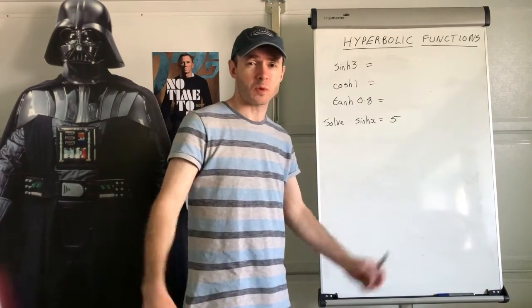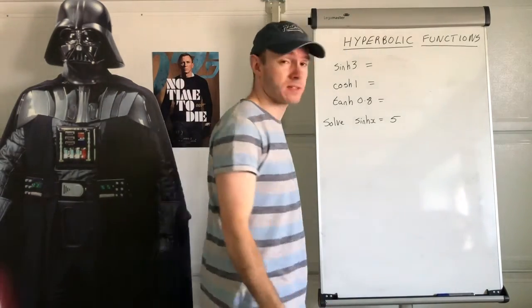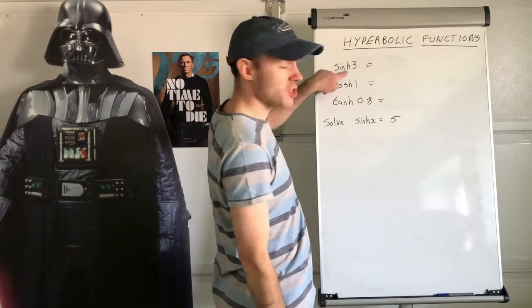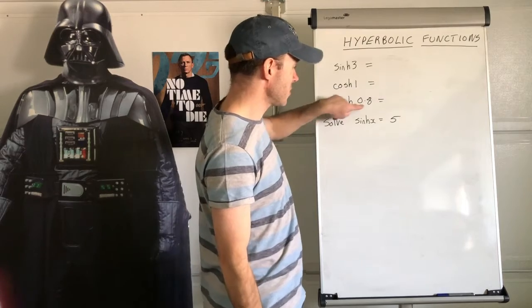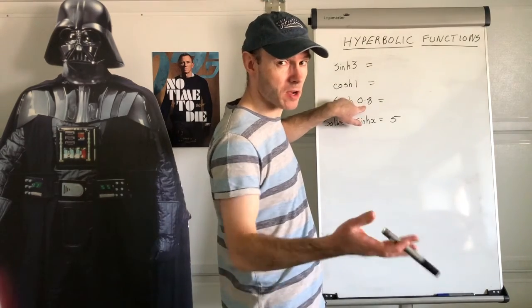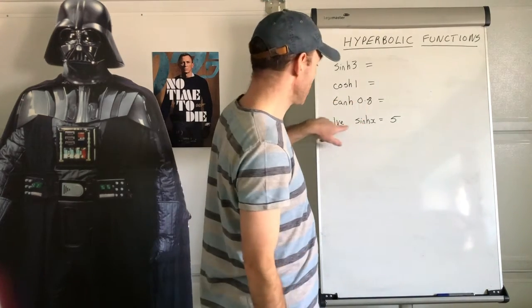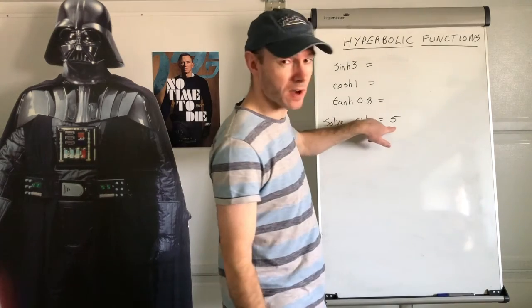Okay, so look at some simple questions. This is about as simple as it gets. Find what sinh 3 is, cosh 1, tanh 0.8. Maybe you have a go at that now. And then solve this equation, sinh x equals 5.